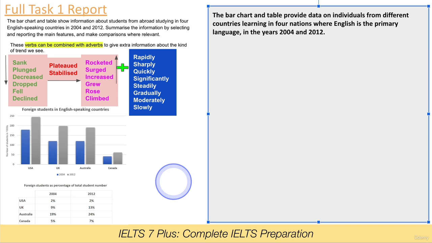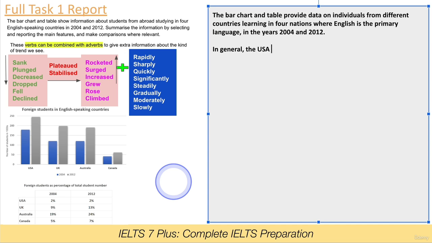Okay, let's read this back. The bar chart and table provide data on individuals from different countries learning in 4 nations where English is the primary language in the years 2004 and 2012. Okay, so I think that's good. Now we can go into our overview statement. So we're not drawing upon data here, we're just doing a sweeping statement.